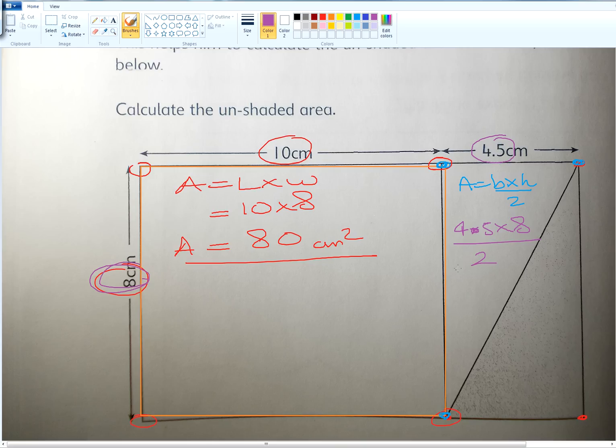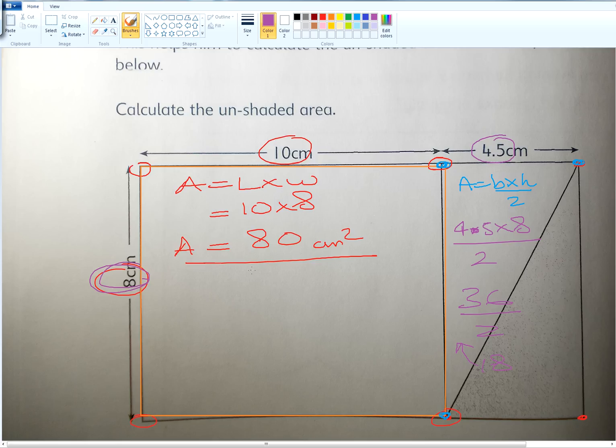2. Okay. 4.5. If we double 4.5, that'll give us 9. And then we multiply 9 by 4. Because 9 times 4 will give us 36. And then we divide it by 2, that'll give us 18. So 18 is the area of this triangle part here.